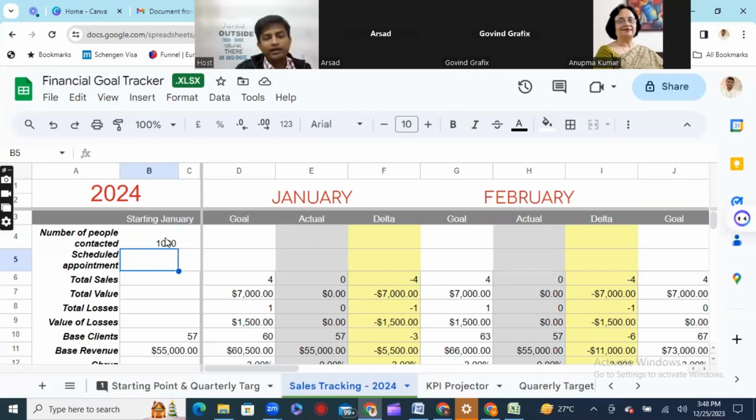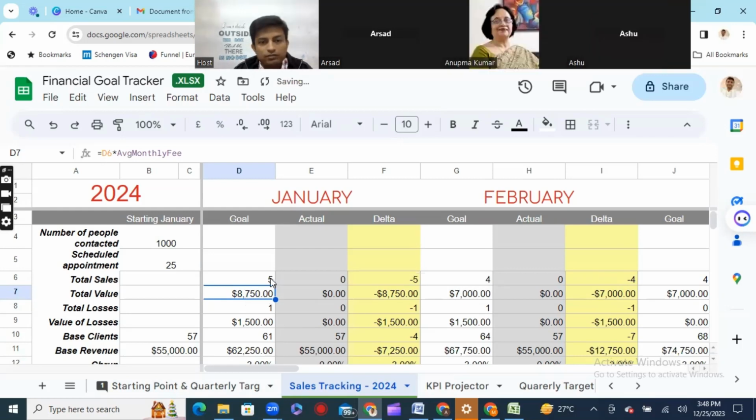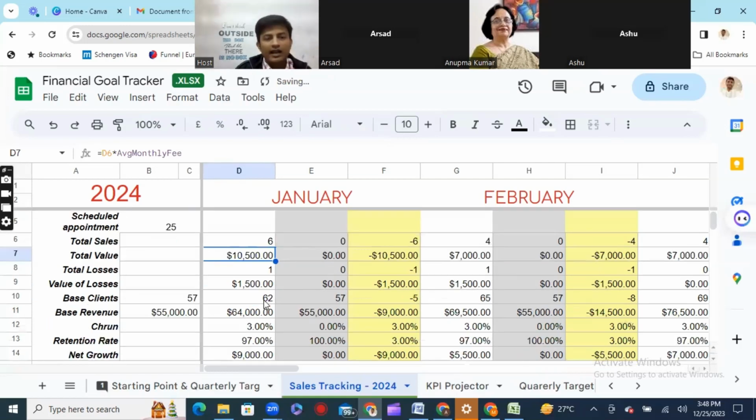Prospecting, this is prospecting data. 1,000 people you have contacted, and how much data you just made. For example, you have contacted 1,000, then you were able to close 25 appointments. So how much sales you made, and for what value, will automatically be calculated in that sheet. Okay. For example, you make it 5. So total sales value increases to 8,750. If you make it 6, your automatic calculation will change.